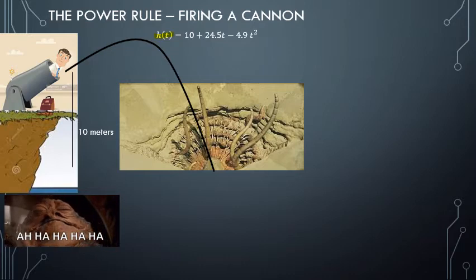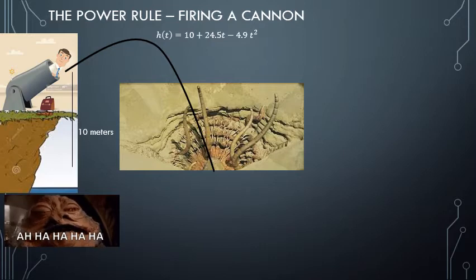X final equals x initial plus velocity initial times t plus 1/2 at squared. So I guess Tatooine has the same gravity as Earth, 9.8. So 1/2 of that is 4.9. And apparently the cannon gave him an initial velocity in the y direction of 24.5. So there's our equation we're working with.